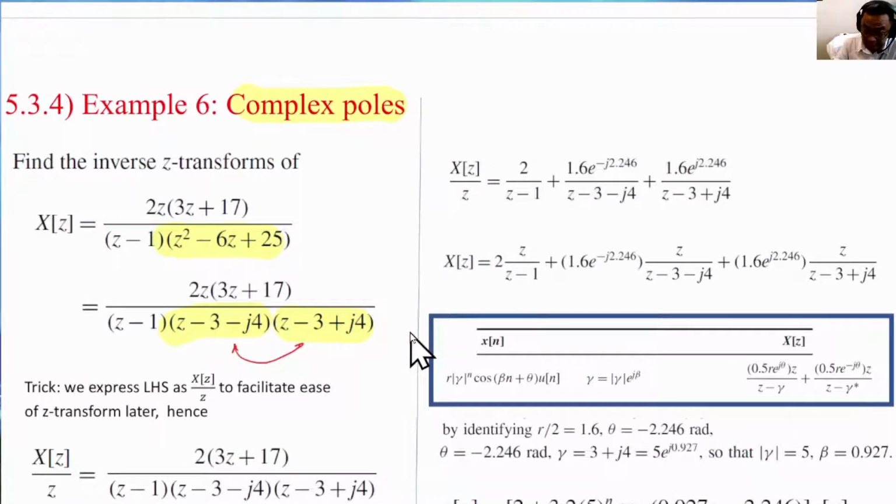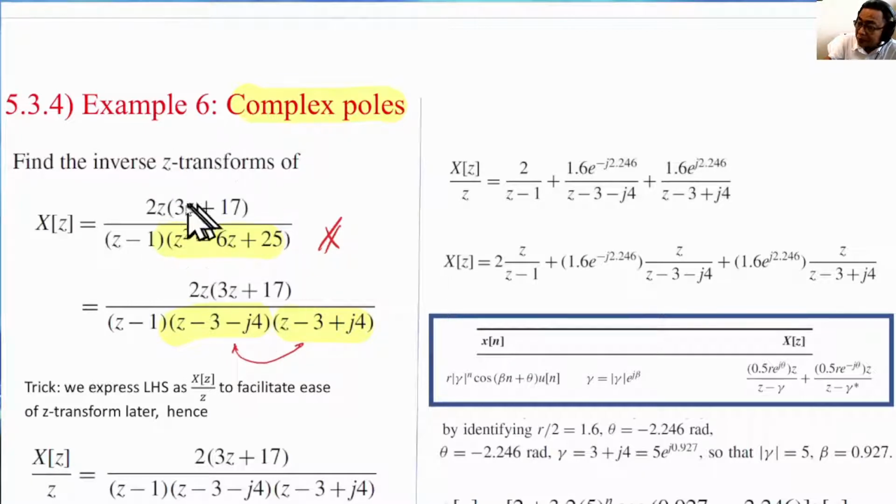So let's begin. We have an expression 2z times (3z plus 17) over this denominator here. So we have a proper rational function because the numerator has power of 2 and the denominator power of 3. In this problem, we are using positive powers of z. Positive powers of z allow us to do factorization more easily because we are more familiar with it. So what do we do? Well, we are interested to factor z squared minus 6z plus 25 first.